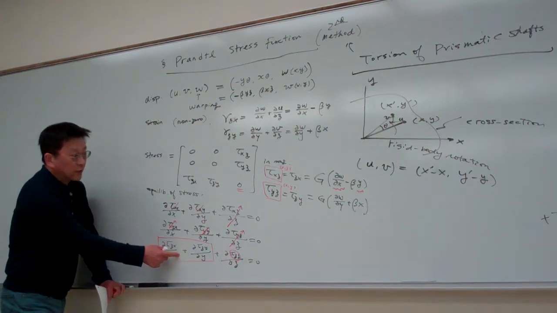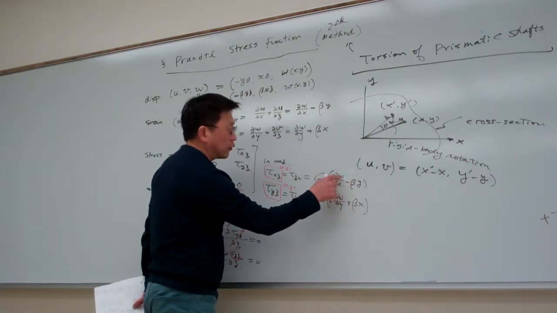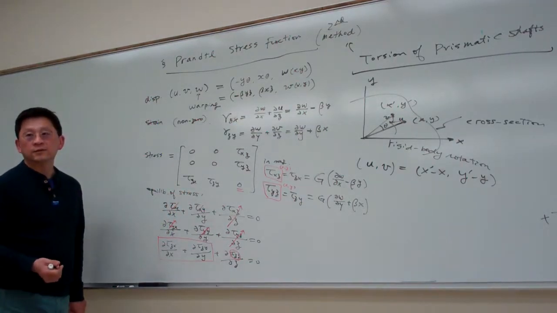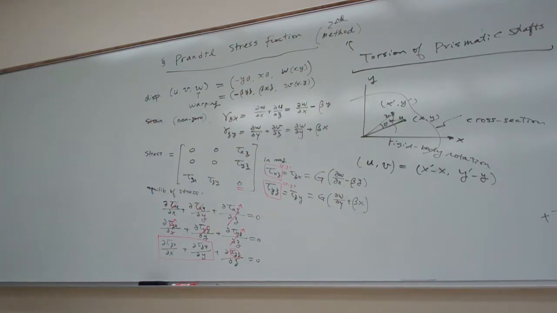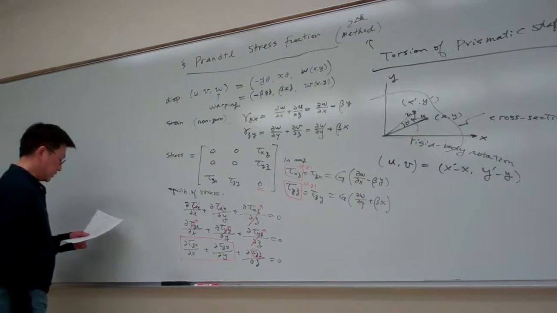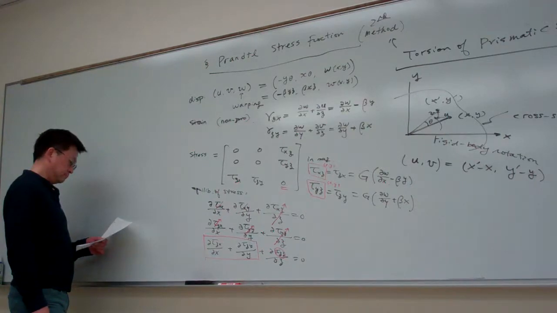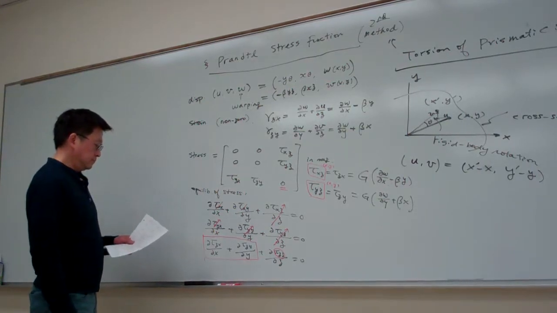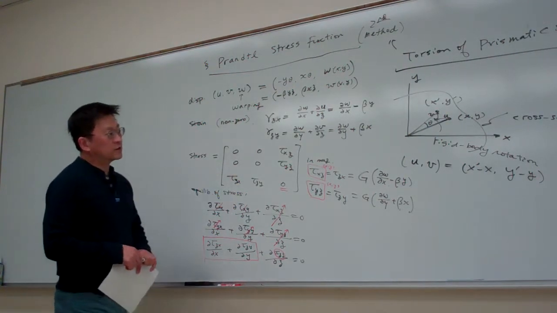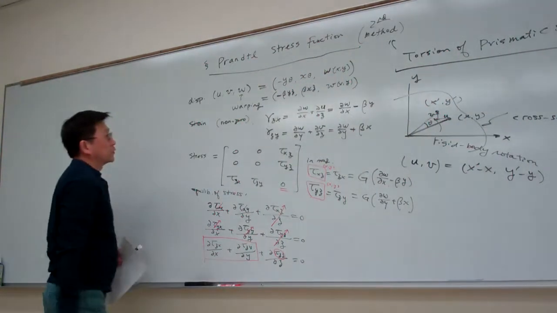And from here, this one gives us a hint to try to solve for what is beta, or what is the omega, what is w there. Okay? And for this one, we can see. Here, at this moment, it's time for us to introduce the solution strategy. That is the second one, the Prandtl stress function.